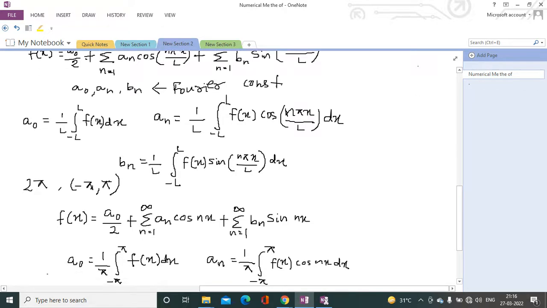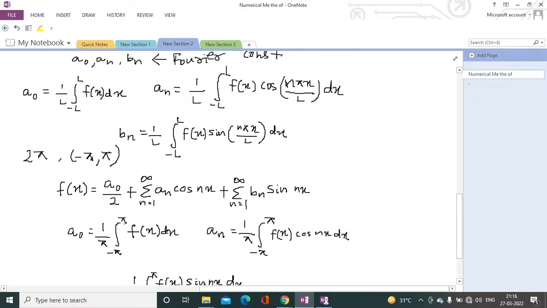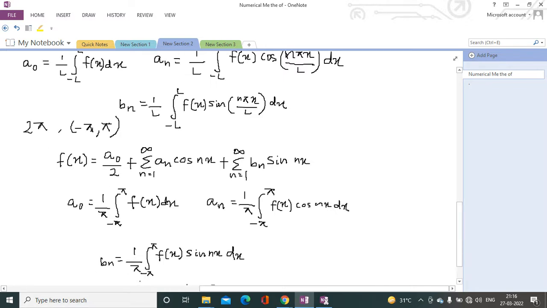Now what is the value of a0? As per the general formula, we go with 1 by pi integral from minus pi to pi of f of x dx. Similarly, an will be 1 by pi integral from minus pi to pi of f of x cos nx dx. Similarly, bn is 1 by pi integral from minus pi to pi of f of x into sin nx dx.